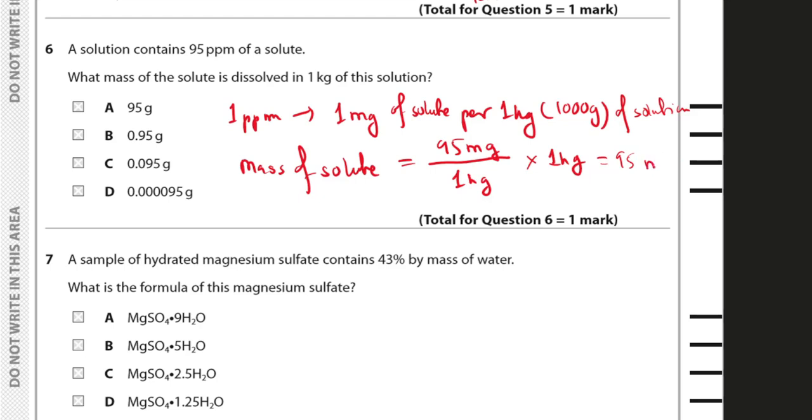Now we know that 1000 milligrams is equal to 1 gram. So if you want to convert milligrams into grams, all you have to do is divide by 1000 down here. Eventually you will be getting about 0.09595 gram. So our answer here will be C.